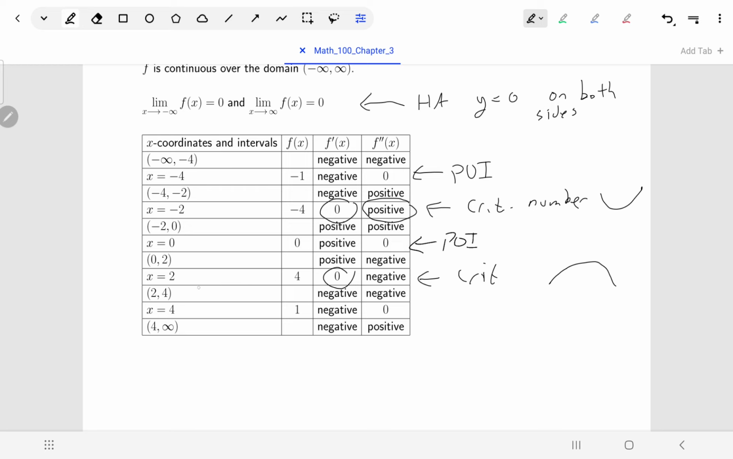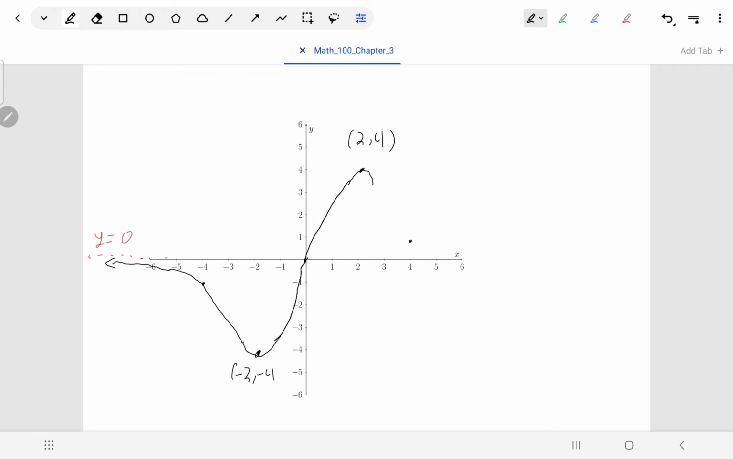happen. After we leave 2, 4, we are going to be decreasing, followed by some more decreasing. Between 2 and 4, we'll be decreasing and concave down. And after 4, we'll be decreasing and concave up. Again, we're changing concavity, so this other point, 4, 1, is another point of inflection. So let's graph that in, where we are going to be decreasing and concave down, and then decreasing and concave up. And I also noted that we had a horizontal asymptote y=0 on both sides. So we'll become concave up, decreasing, and becoming horizontal to the line y=0.